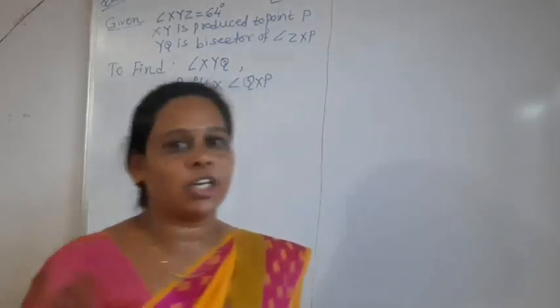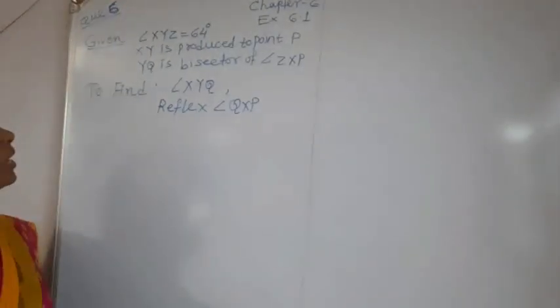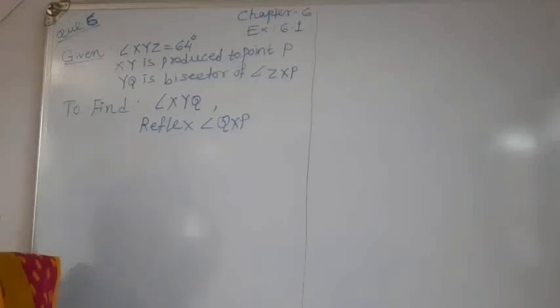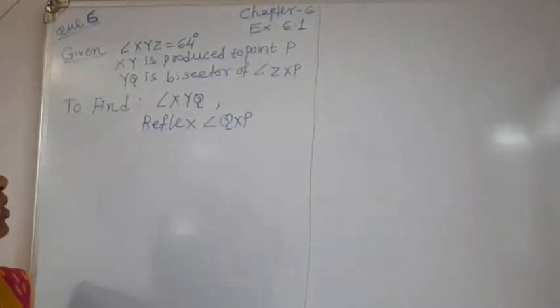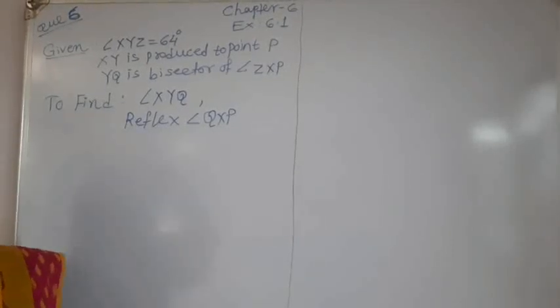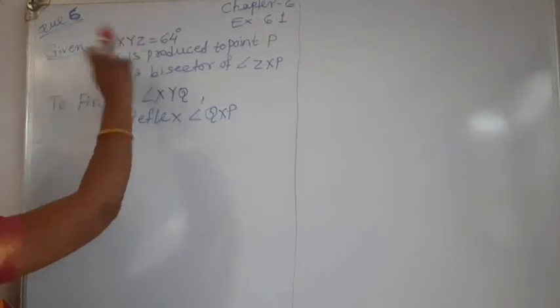Now let's see question number 6. In this question 6, it is given that angle XYZ is 64 degrees, XY is produced to point P, YQ is the bisector of angle ZYP. Now the most important thing in this example is that the diagram is not given. You have to draw this diagram by using the given things. First start from the first thing, XYZ.